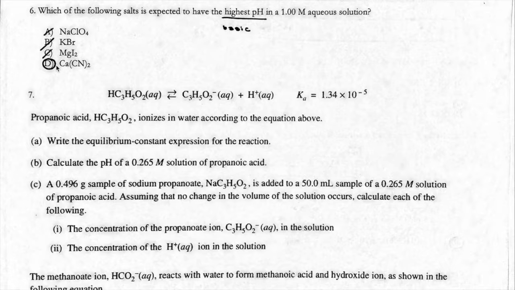So for D, D is the only option. Ca(OH)2 is a strong base, so calcium is not going to be acidic, but CN minus came from HCN, which is a weak acid, which means that the CN minus is going to act as a base. So D is your answer.